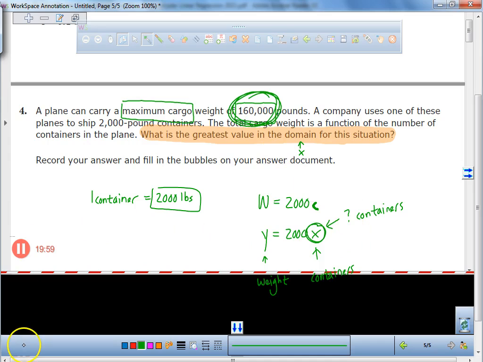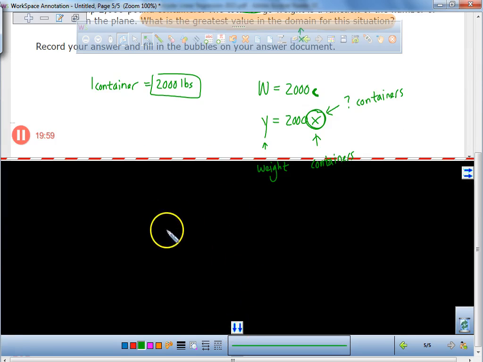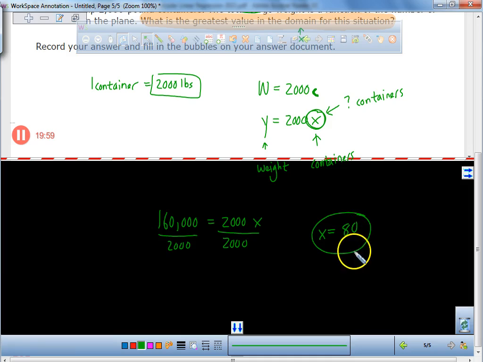Good luck. I will pause the video, try it, and then unpause the video and see if you got the answer right. All right, in order to solve this problem, what was the maximum weight? The maximum weight was 160,000, okay? And each container was 2,000. So if we divided both sides by 2,000, what did X end up equaling? 80. So there was a maximum of 80 containers. Does that make sense? Had to be 80.